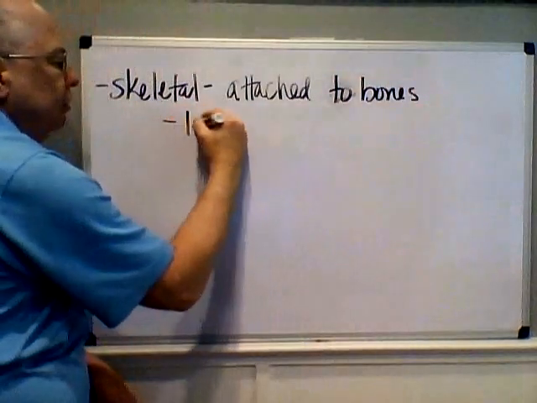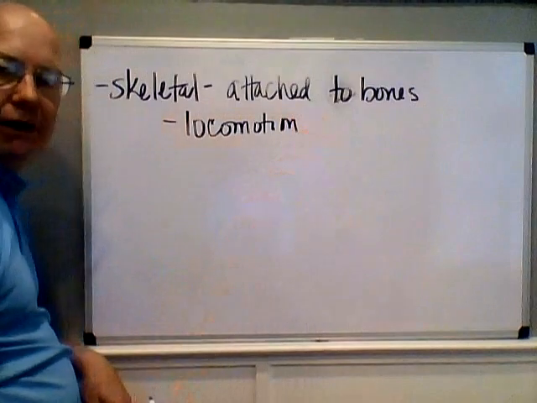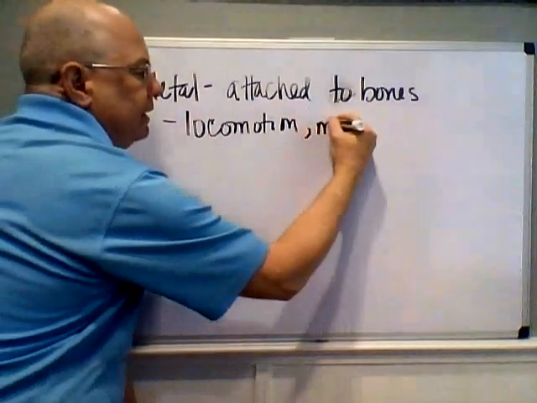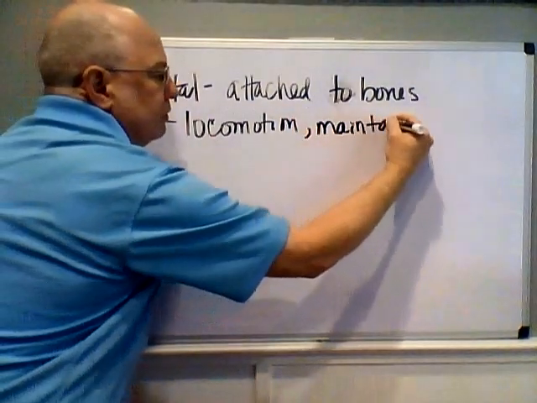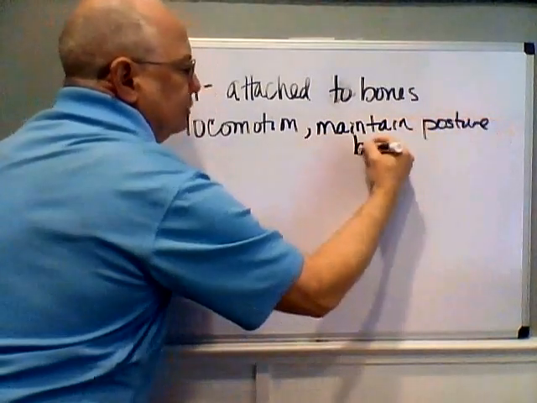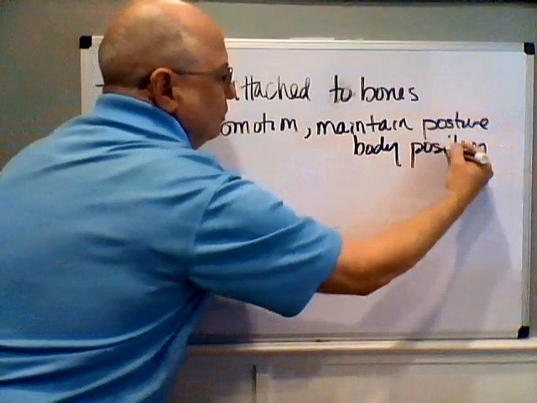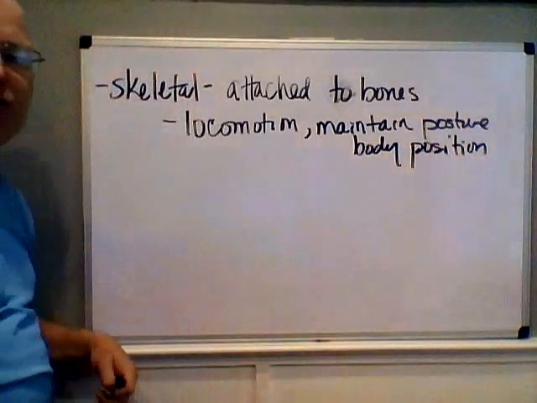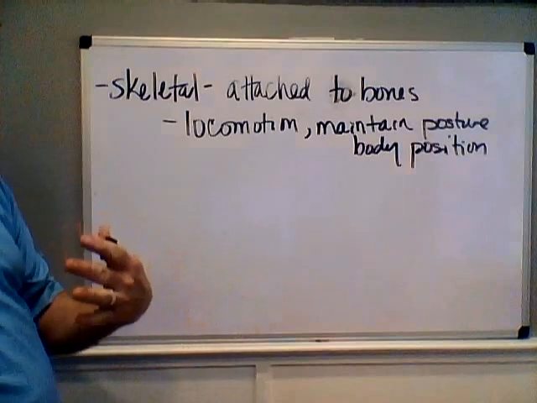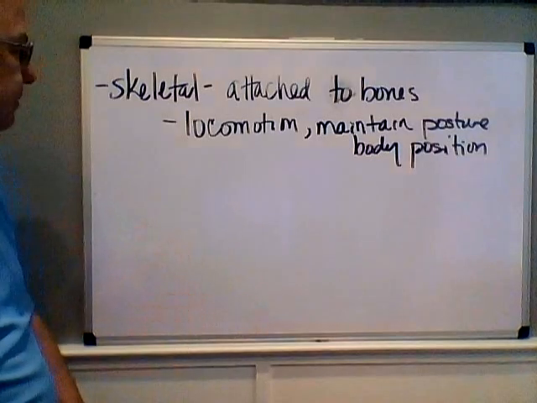And it does what we call locomotion. It moves your body, and it can maintain posture and body position. Now we're going to go over the functions of skeletal muscle in a little bit more detail. These are the two main ones. It moves your body around. It holds you upright. It helps maintain body position, let's say if you were doing some yoga or something.